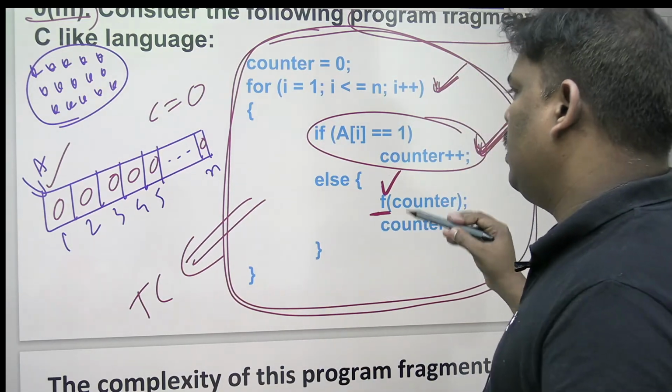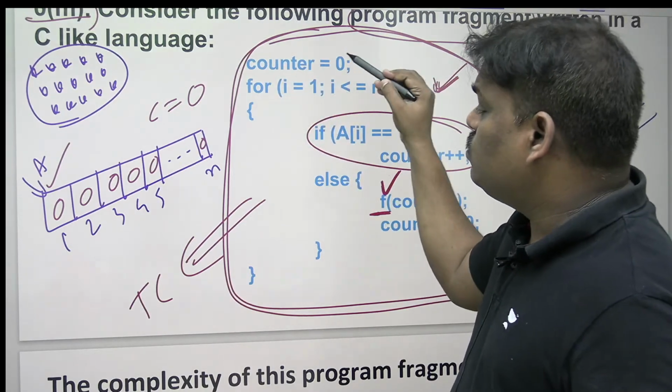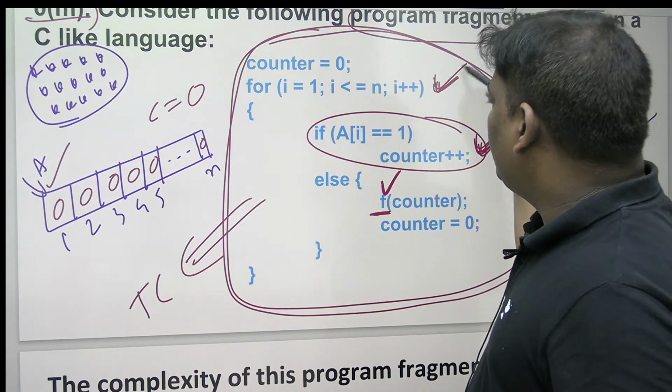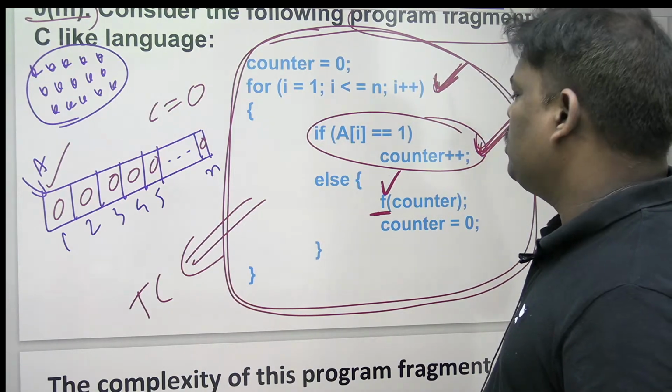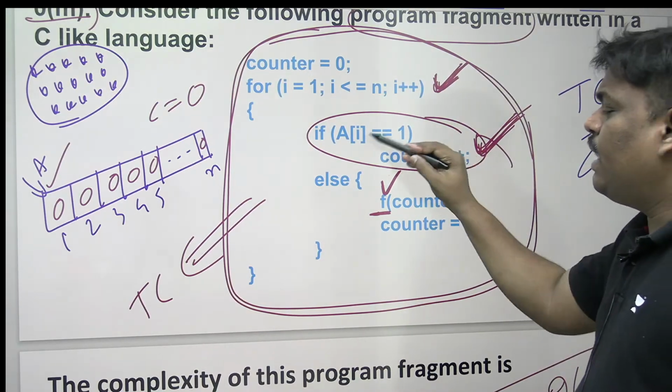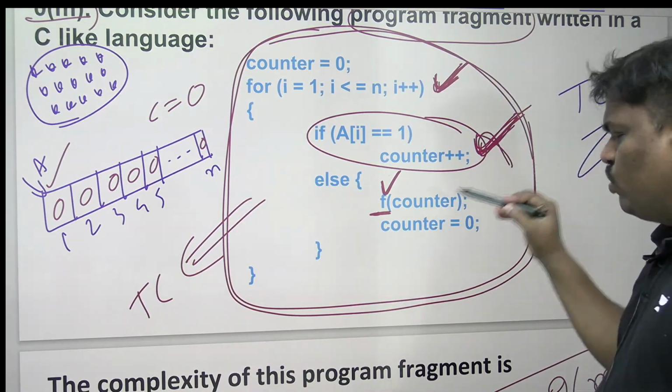All zeros. Let's say this one. Counter is equal to 0. Okay, the for loop is starting. The for loop will repeat n times, that is also okay. Next one, A1 is equal to 1. Condition fails. So you will come here.